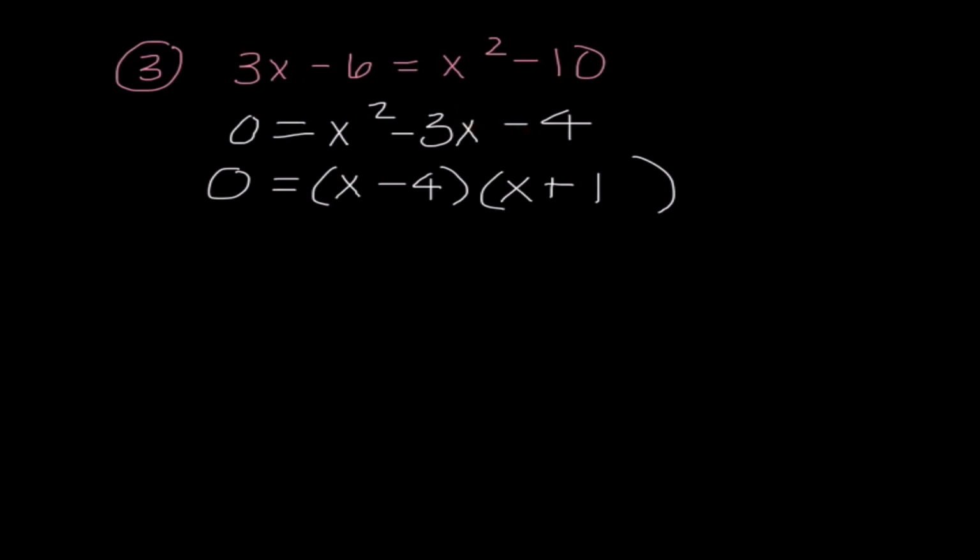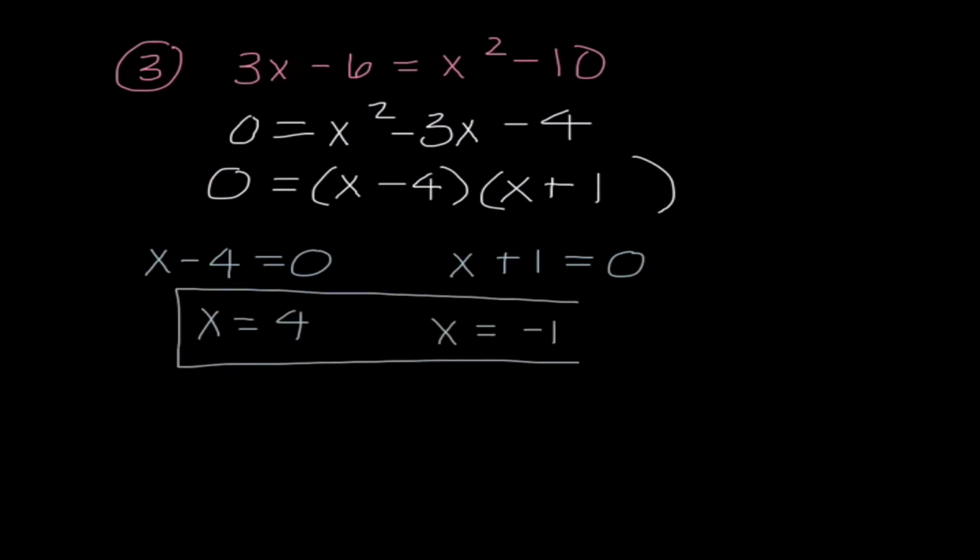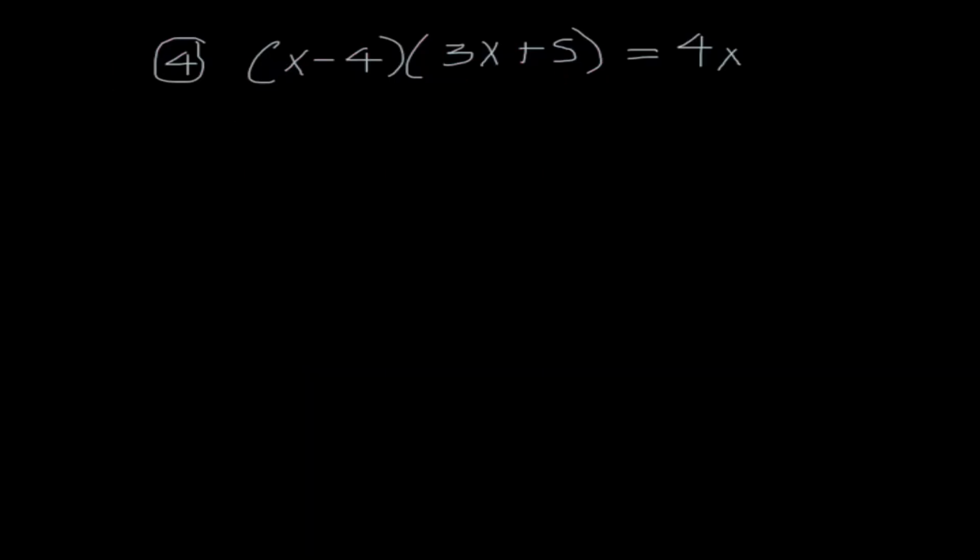So now I'm going to take both of these factors and set them equal to 0. So I'm writing x minus 4 equals 0 and x plus 1 equals 0. And when I solve, I get x equals 4 and x equals negative 1. And those would make sense because my equation up here is quadratic. And we know this 2 means I should have 2 answers.